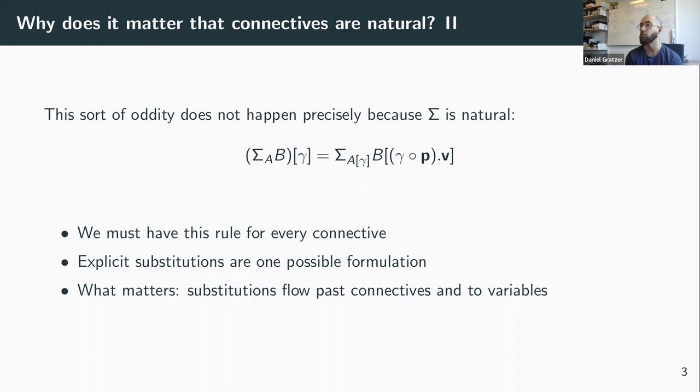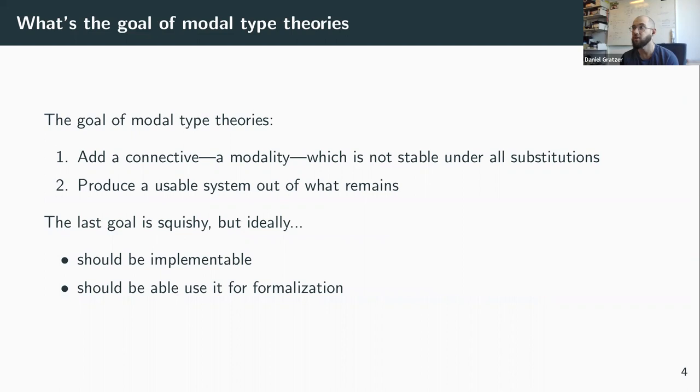And with that in mind, I can say what I want to say about modal type theories. The central goal of modal type theories is to construct a type theory with a connective, a modality, which doesn't satisfy this property. So the whole point is to take this very nice property, everything commutes with substitution, and completely disrupt it, and then attempt to wiggle our way back to something that's usable. So, trying to make a usable system out of what remains.